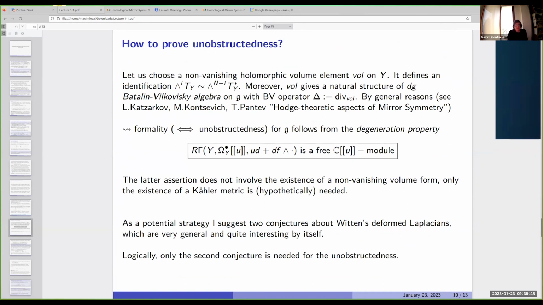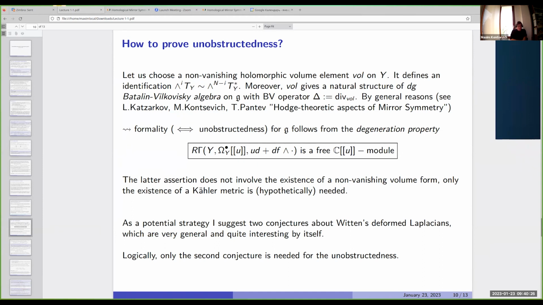Now I turn to the question of how to prove unobstructedness. I recall that for unobstructedness we use a volume element and a Kahler form. So first choose a volume element. The volume element gives you an identification of the zero power of the tangent bundle with the zero power of the cotangent bundle. And also the volume element gives a natural structure of a differential graded Batalin-Vilkovisky algebra on this algebra. This Batalin-Vilkovisky operator is given by divergence with respect to this volume element.